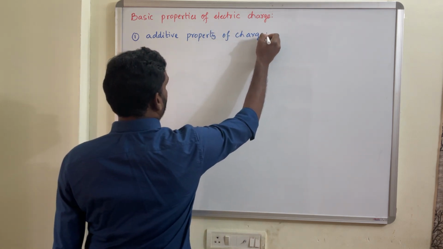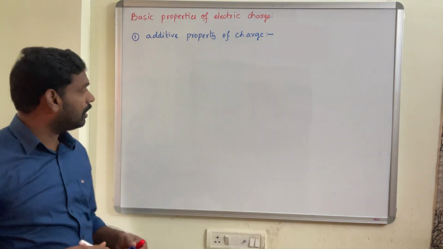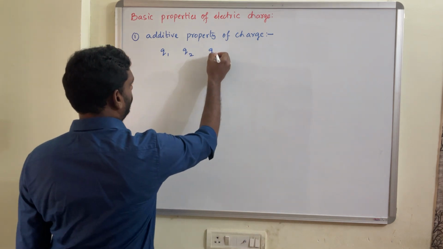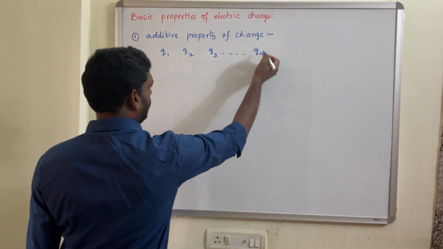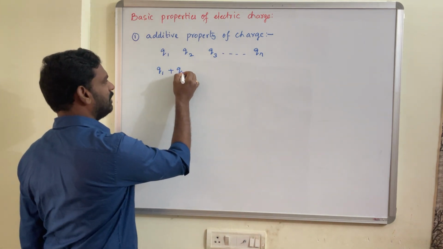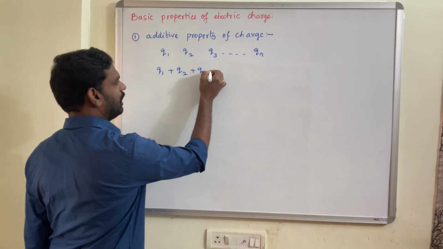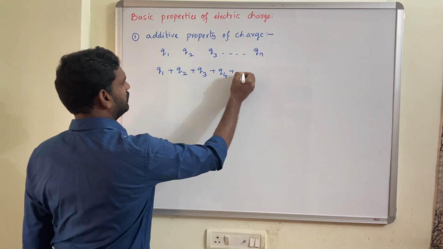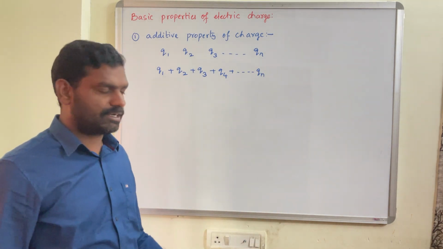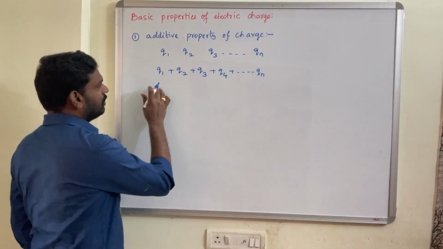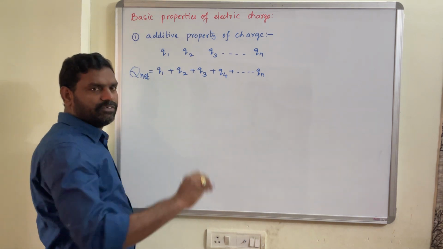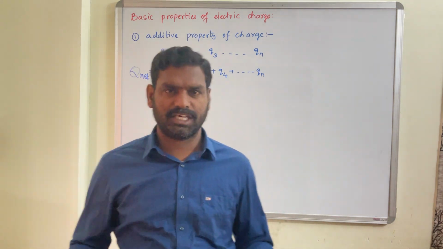The additive property is this: if there are a large number of charges, Q1, Q2, Q3 and so on up to Qn, these charges will be added like ordinary, arbitrary numbers. So the net charge is Q1 plus Q2 plus Q3 plus Q4 plus up to Qn. And you need to take care of the sign of the charge in the process of addition.